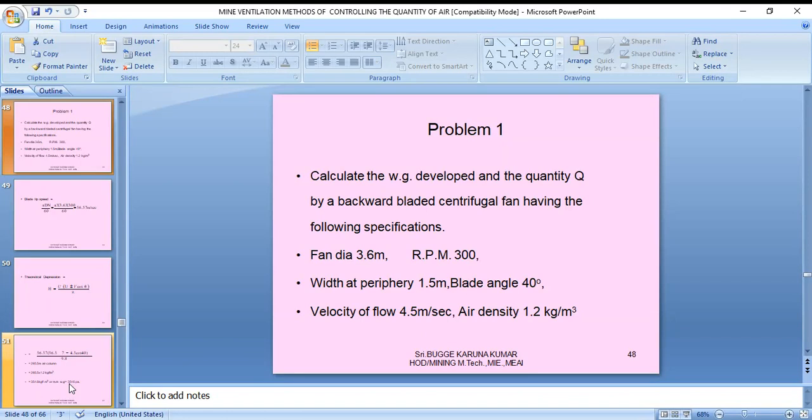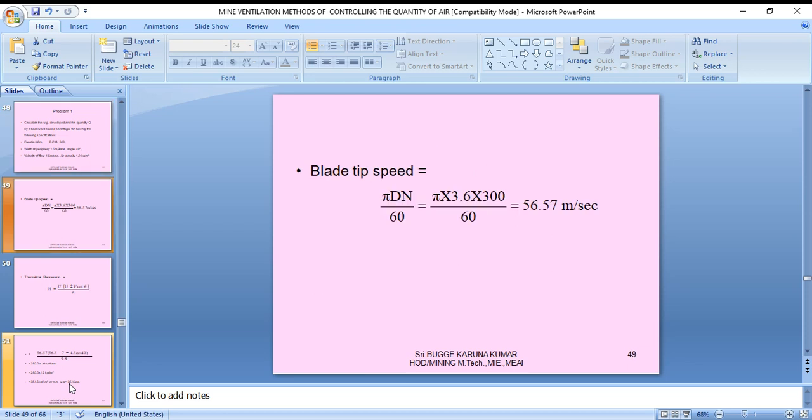Calculate the water gauge developed and the quantity Q by a backward blade centrifugal fan having the following specifications. The fan diameter is given, RPM is given, width at the periphery is 1.5 meter, blade angle is also given, velocity of flow is given, and air density is also given. So blade tip speed is pi d n by 60. Pi is 3.14, D is the diameter of the fan, and we get 56.57 meters per second.